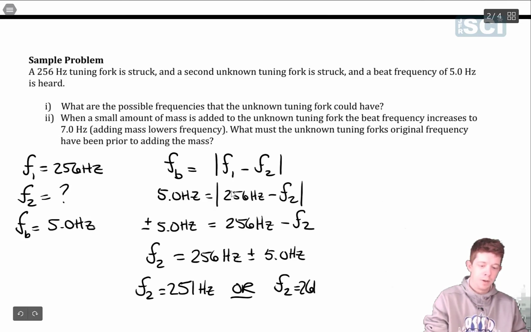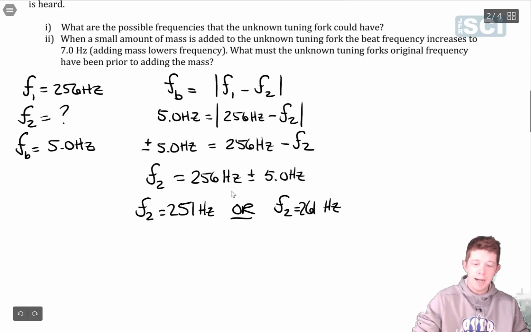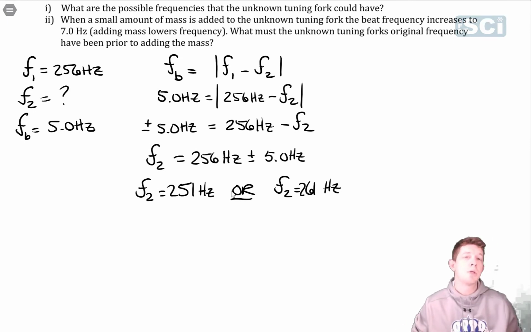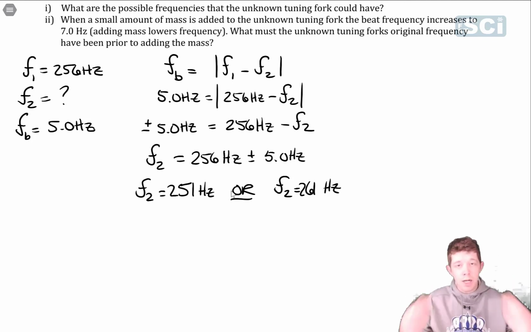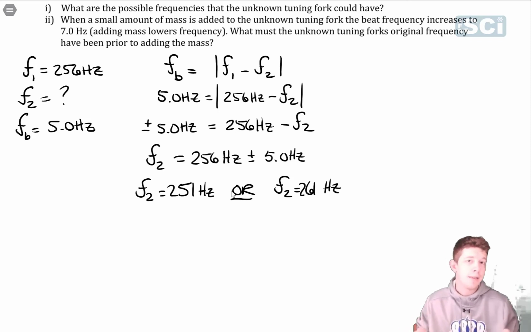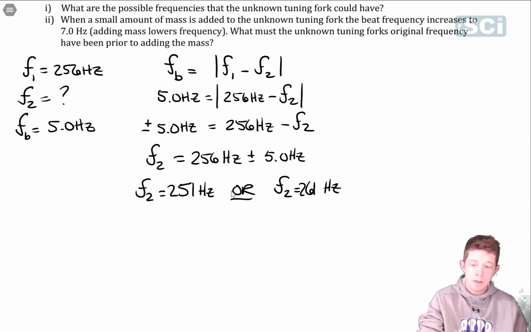261 hertz. Up to this point, I don't know exactly which of those two it is because I would experience 5 beats with either of those tuning forks. But what we can do is we can add a little bit of mass to our unknown tuning fork and try the experiment again. So we'll have the two of them and we'll strike them together and notice that there's a difference in beats. So this was the first step.